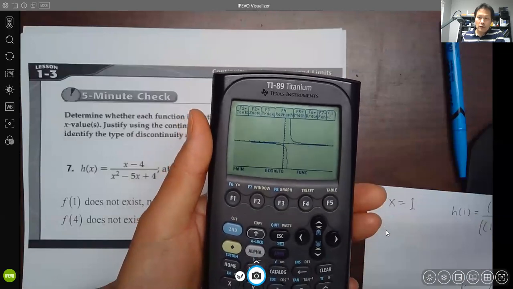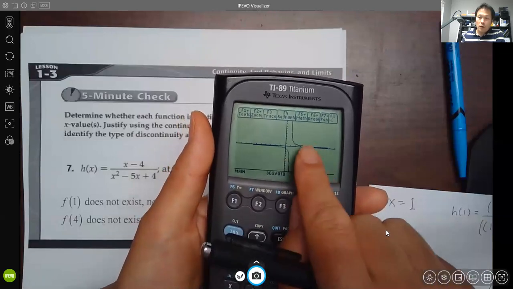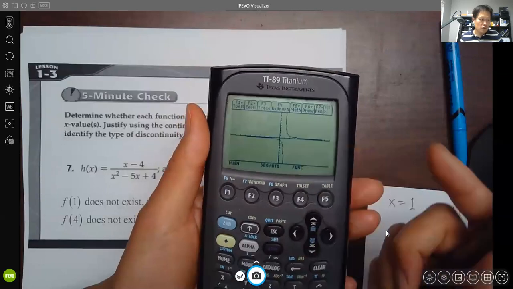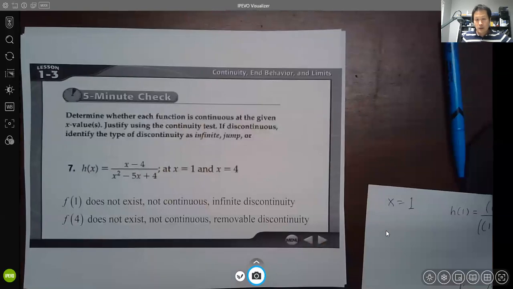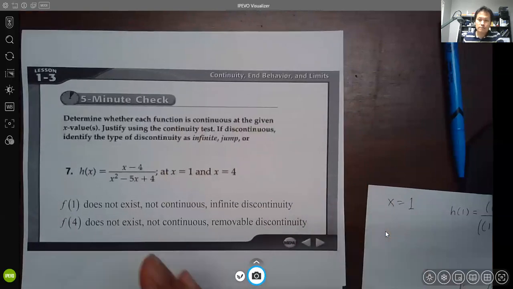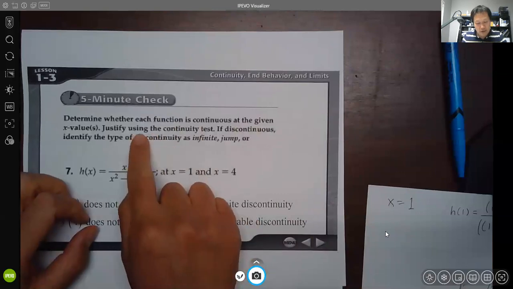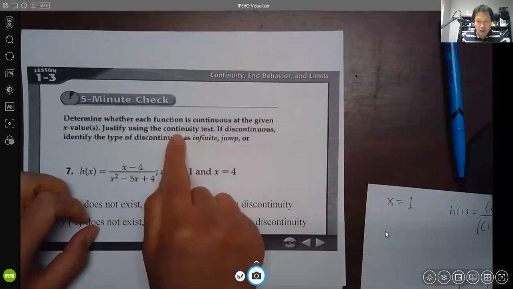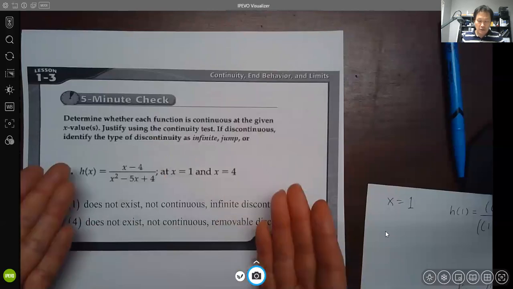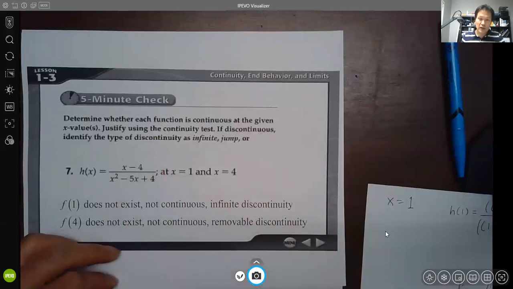Usually the calculator cannot show you a hole, and that's where the hole is. When x equal to 4, the function wouldn't be defined. So by looking at the graph, it's fairly simple for you to say it's infinite discontinuity or removable discontinuity. But when I ask you to use a continuity test, even though you know the answer by looking at the graph, you still have to do the discontinuity test.